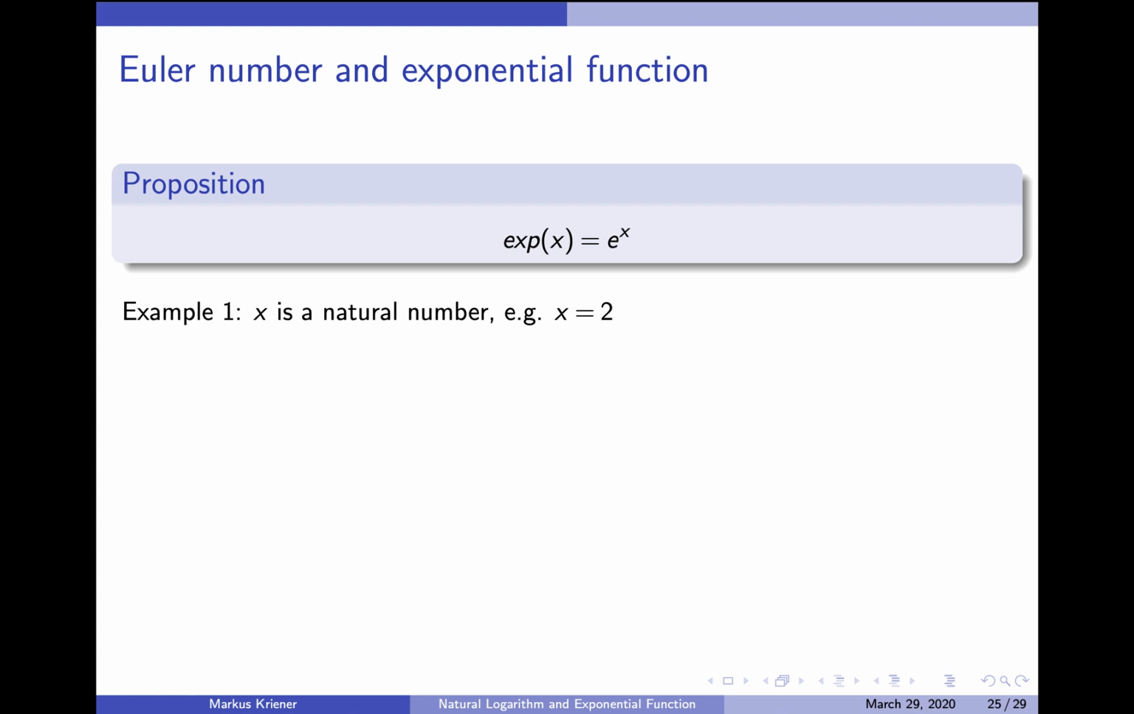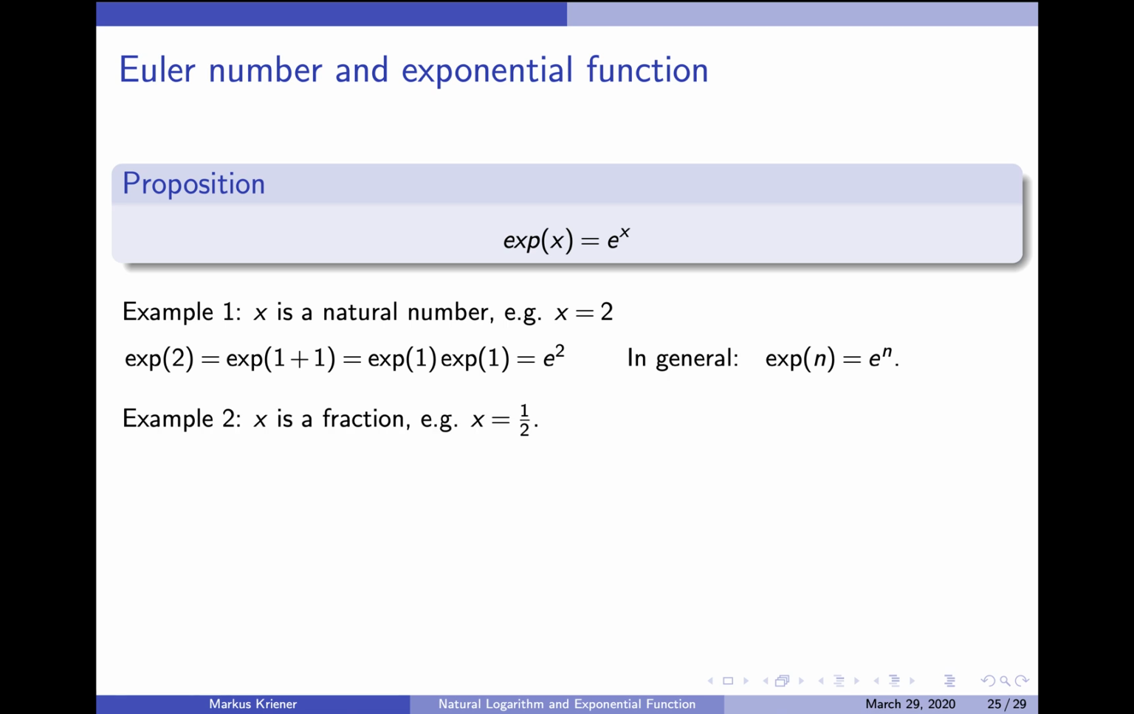The first example, we take a natural number, say x equals 2, and exp of 2 is obviously exp of 1 plus 1. We apply the characteristic property. Since exp of 1 is e, we have e times e, or e squared. So exp of 2 is e squared. We may use the same argument with x equals 3 and x equals 4 and with any natural number n, so we have this.